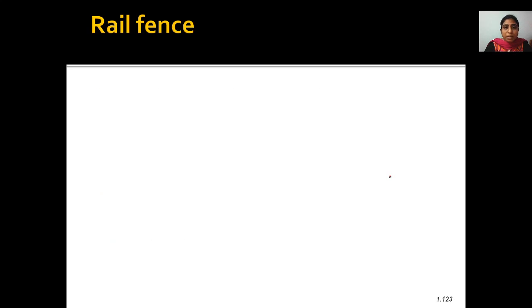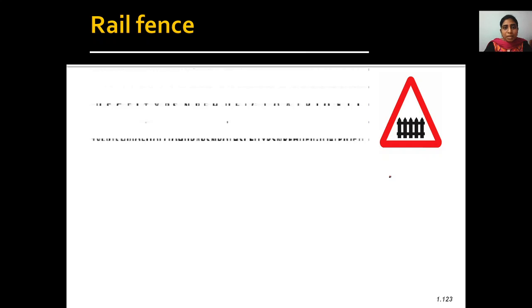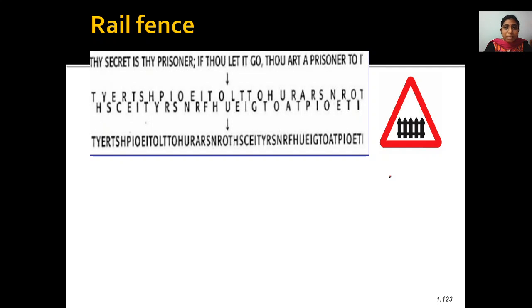Coming to the first one, rail fence. Similar to a rail fence, we are going to arrange the plain text values in the manner of a triangle. If you take an example such as "Thy secret is the prisoner, if thou let it go, thou art is a prisoner." Here the words are written in the form of the rail fence. So T on the top, H down, Y on the top, S down, E on the top, C down. So like this we are going to write similar to the rail fence.